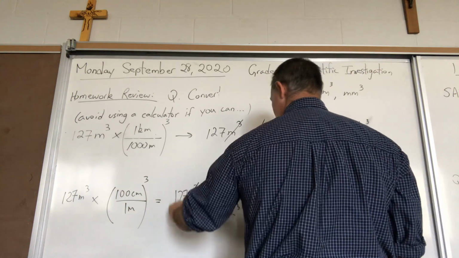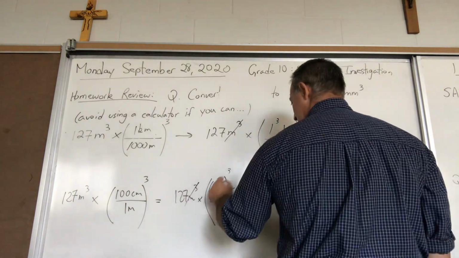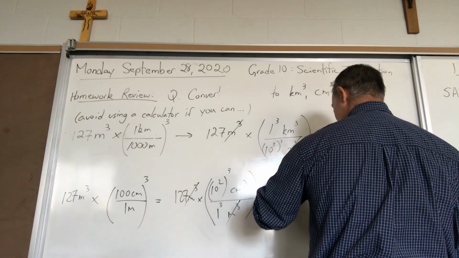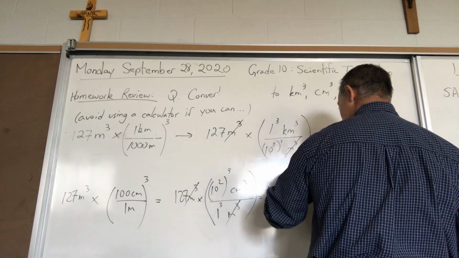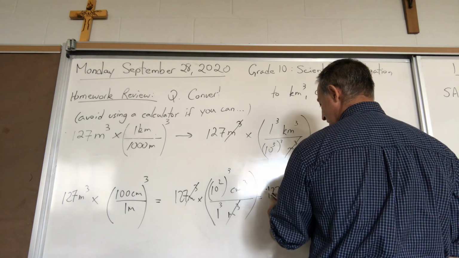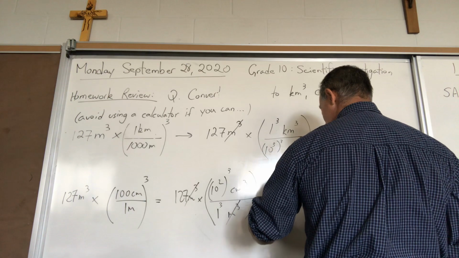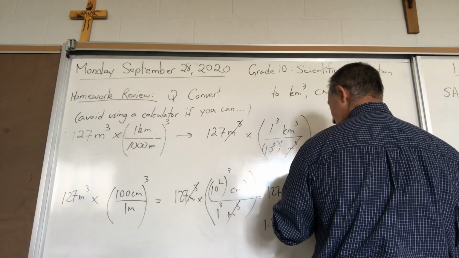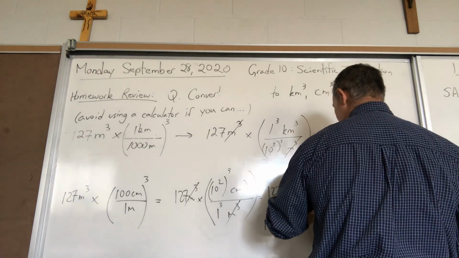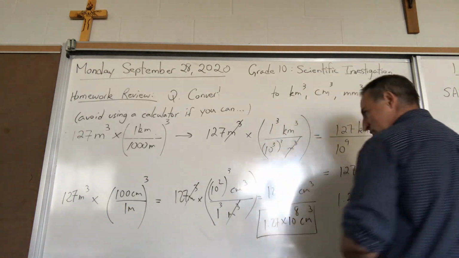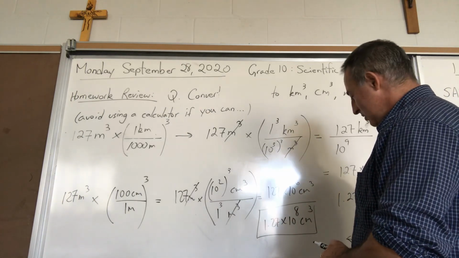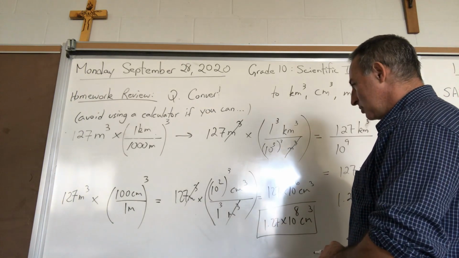127, the meters cubed will cancel now. 10 to the power of 2 raised to the power of 3 gives you 10 to the power of 6 centimeters cubed. And to put it in scientific notation, move your decimal from here to there, so you'll have 1.27. You've made this number 100 times smaller, so you make this number 100 times bigger by raising its power by 2, and there's your final answer. So 127 cubic meters is equal to 1.27 times 10 to the 8 centimeters cubed.